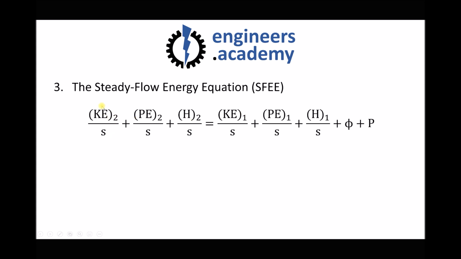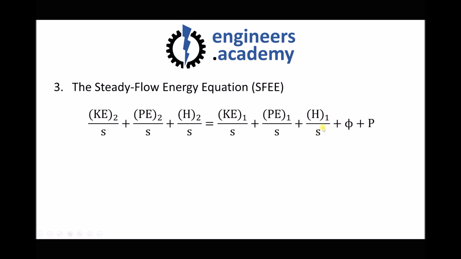We have the rate of kinetic energy exiting the system. We have the rate of potential energy exiting the system. Recall that it's the rate of potential energy leaving the system because mass is flowing out of the system. And we have the rate that enthalpy is exiting the system. Those terms are repeated on the right-hand side because we have the rate of kinetic energy entering the system, we have the rate of potential energy entering the system, and we have the rate of enthalpy entering the system.